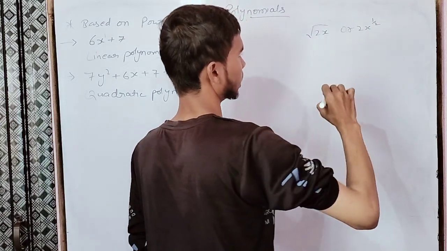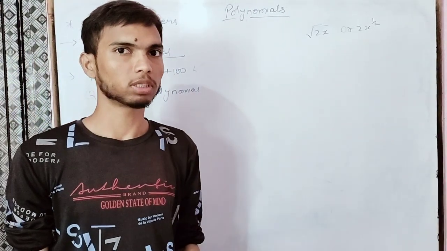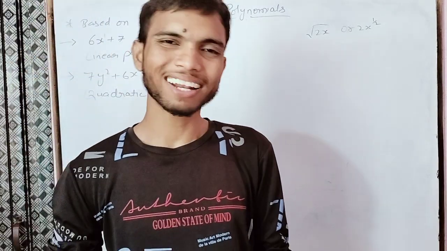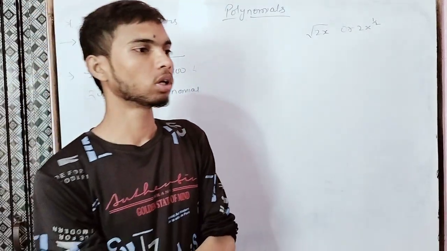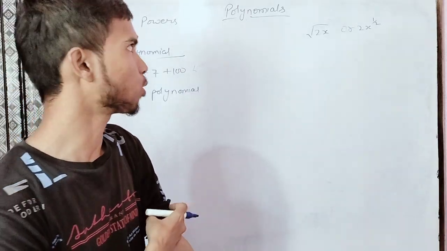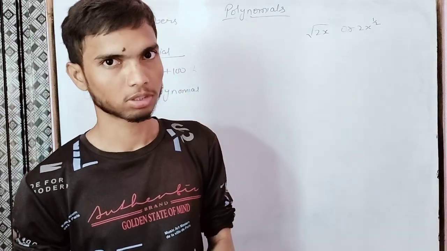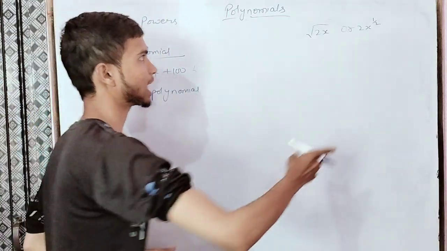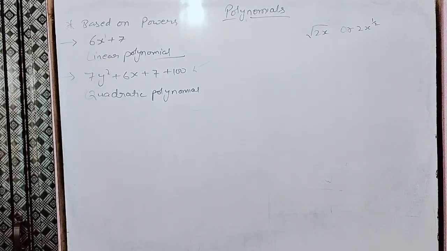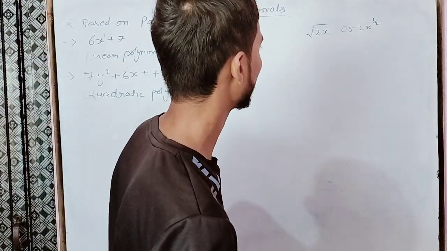So any variable of a given polynomial should not be under a root. This is the second point. Third point, the exponent should not be a fraction. You can see 1 by 2 is a fraction. So the exponent should not be a fraction, or you can say it should not be a rational number.